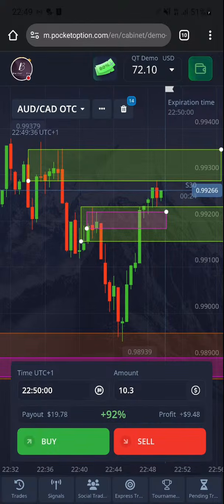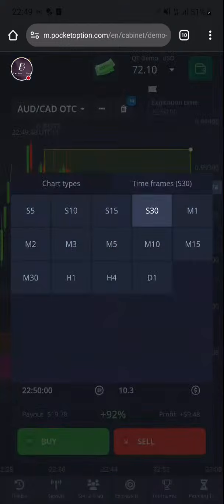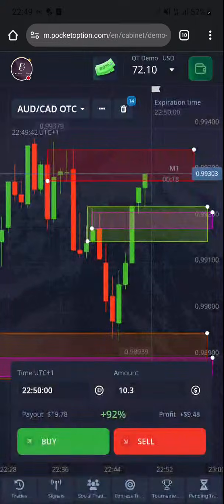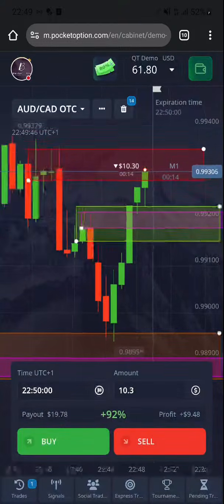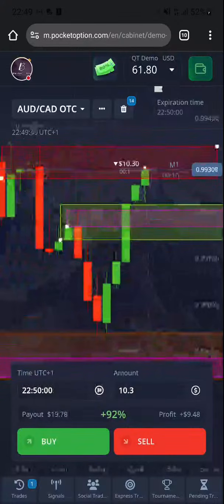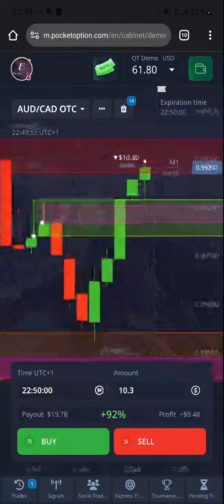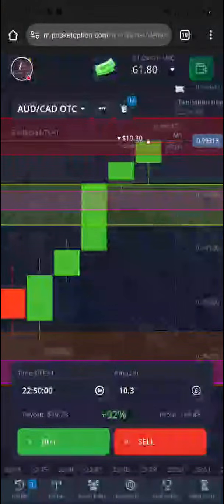Yes, we have a QM down here. Yes, I'm expecting a pullback here. If it doesn't happen, it's gonna be very, very funny.